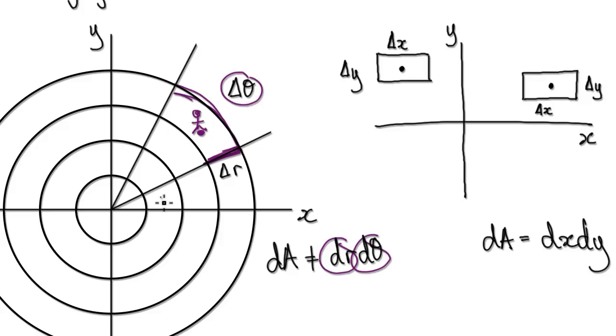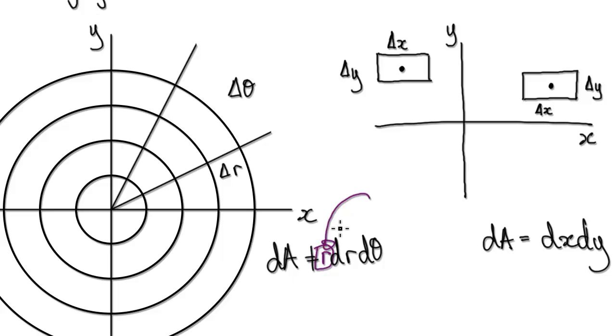But let's say you're standing here. If you're standing here, then you can see that this area is not the same as this area. So dA is not equal to dr times d theta. There has to be some sort of weird relationship going on. As it turns out, you need to stick an r in here. But let's try and understand why.